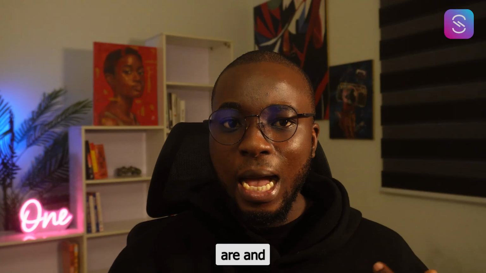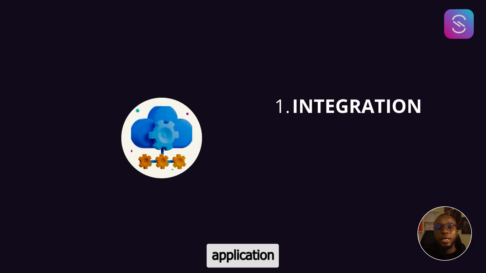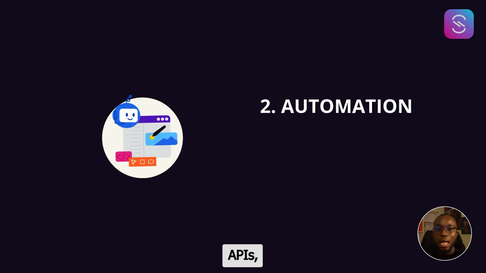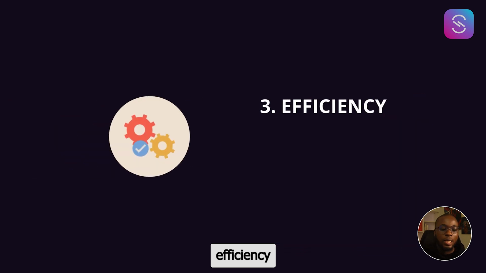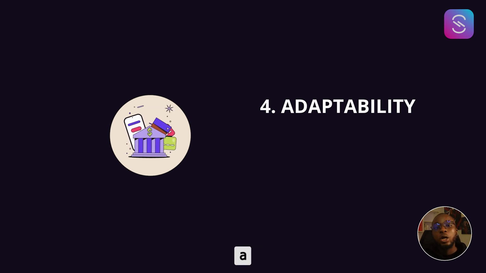Now that we know what APIs are and the different types of APIs, let's talk about why they matter. First on the list, we have integration. APIs allow different applications to talk to each other, making it easier to share and exchange data. Next, we have automation. Workflows can be automated using APIs, reducing manual effort and improving efficiency. Just like this guy, he does that a lot. Next, we have efficiency. APIs can make information instantly available, reducing the time it takes to retrieve and process data. And finally, we have adaptability. As technology evolves, APIs allow systems to stay up to date without needing a complete rebuild.